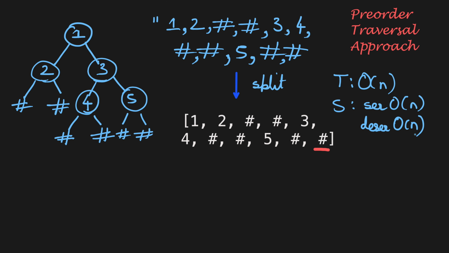Also, we are using recursion stacks in both serialize and deserialize methods, again taking O(h) space, which in the worst case of a skewed or unbalanced binary tree will be O(n). That's why the overall space complexity of serialization and deserialization functions is O(n).